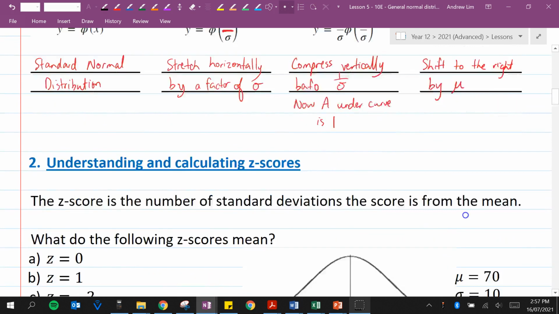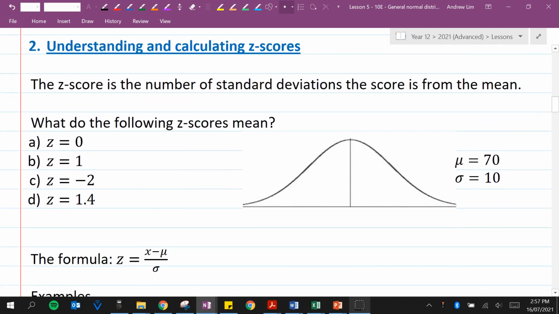Okay. So let's have a look at how to understand and calculate Z-scores. The Z-score is the number of standard deviations the score is from the mean. So if we have a look at this question here, what do the following Z-scores mean? A Z-score of 0 just means that whatever score you got is the average score.